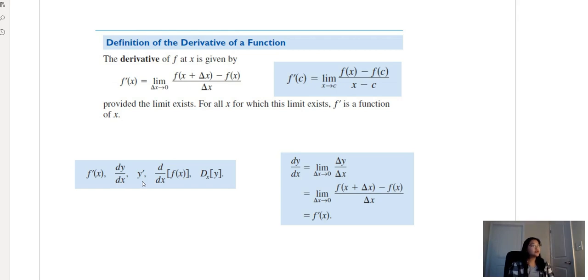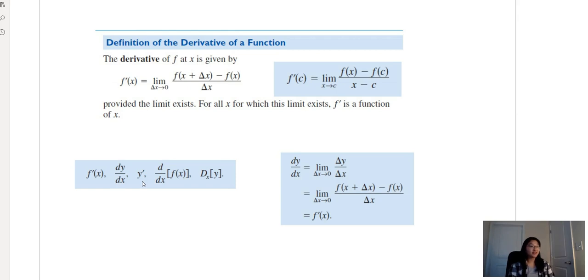All right. So now we've got the definition of our derivative. The derivative of a function f at x, which is our input, is given by f prime of x equals the limit as delta x goes to 0 of, and this looks like the difference quotient, f of x plus delta x minus f of x all divided by delta x.